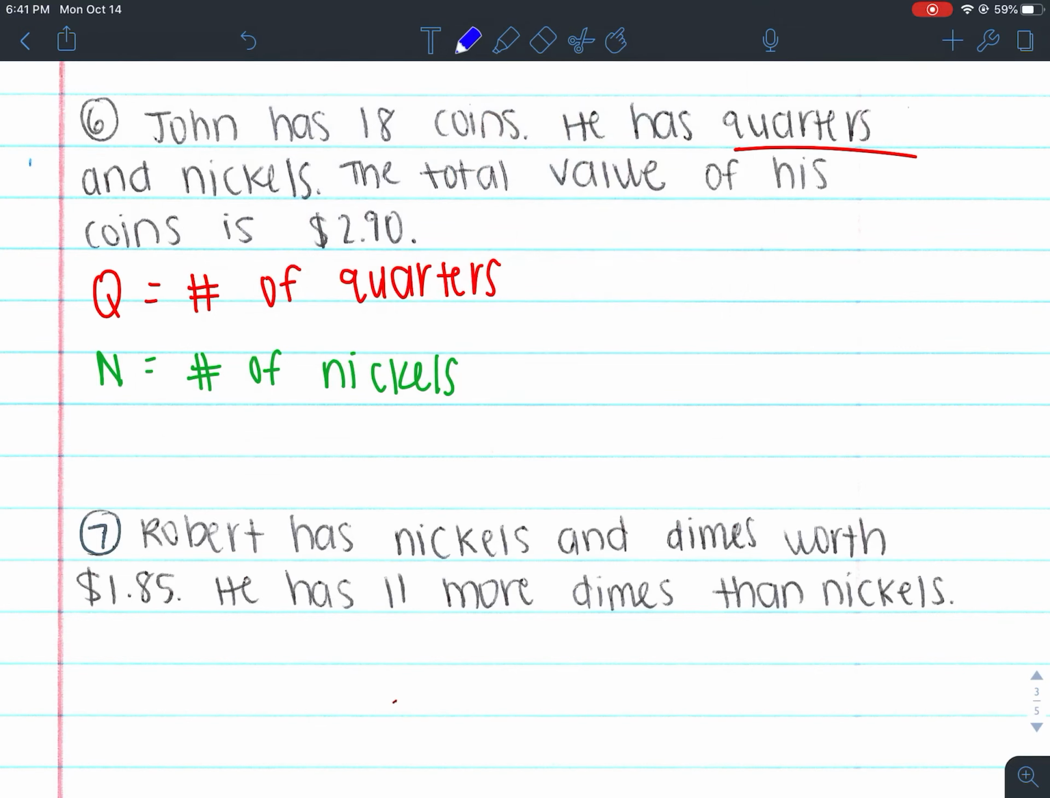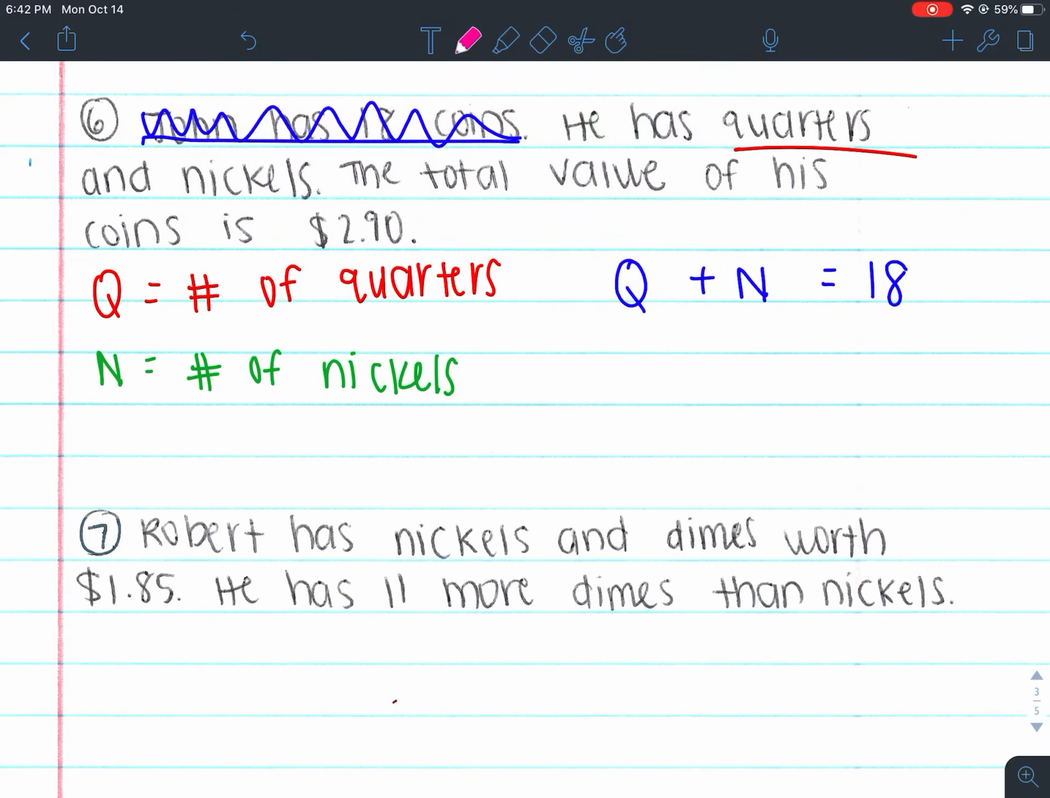Okay? Now, what do we know? We know that John has 18 coins. So out of all the coins he has, 18 of them. And the only types of coins he has are quarters and nickels. So the number of quarters and the number of nickels should add up to a total of 18 coins. Well, the number of quarters is represented by Q, and the number of nickels is represented by N. So I would add those 2 totals, and I would get 18 coins. Like I was saying earlier, once I use some information, I can't use it again.